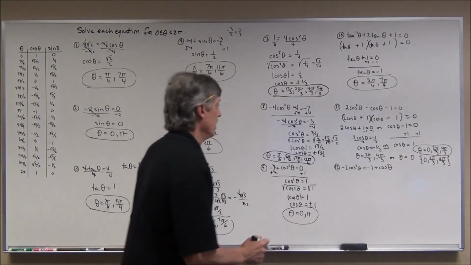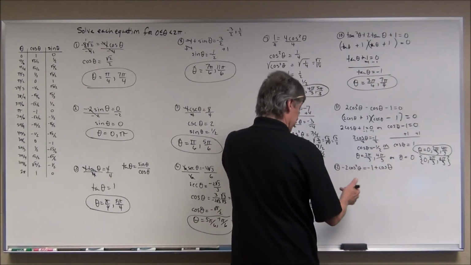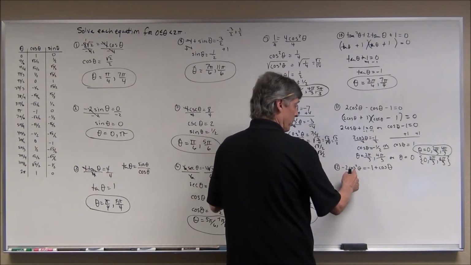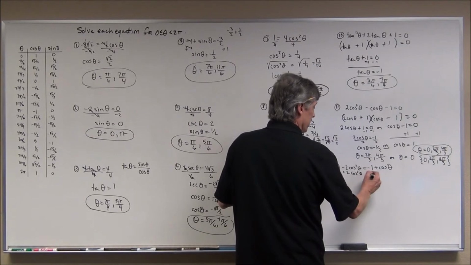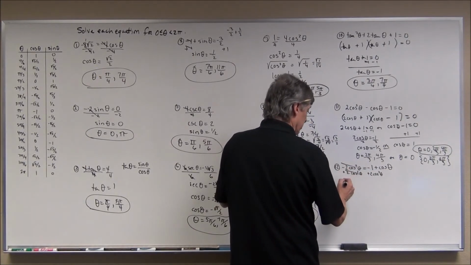Okay? This one's got an extra step because it's not in standard form. I don't have it set equal to 0, and I have a negative lead coefficient on the cosine squared. So what I'm going to do is add 2 cosine squared theta to both sides, so that these cancel, and I'm going to get a 0.